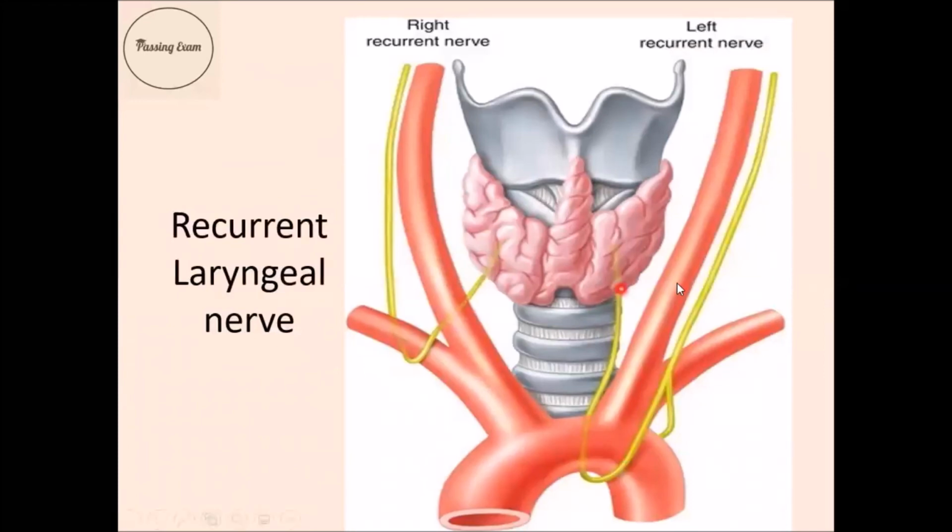So in this diagram, you can see this is the right-sided recurrent laryngeal nerve, and this is the left-sided recurrent laryngeal nerve. This is very important question being asked in exams, that why do you call it recurrent laryngeal nerve? The answer is that when it comes down, it recurs again and moves upward by hooking around the subclavian artery on the right side and arch of aorta on the left side, and then it runs in between the tracheoesophageal groove. So that's why it is called recurrent laryngeal nerve.